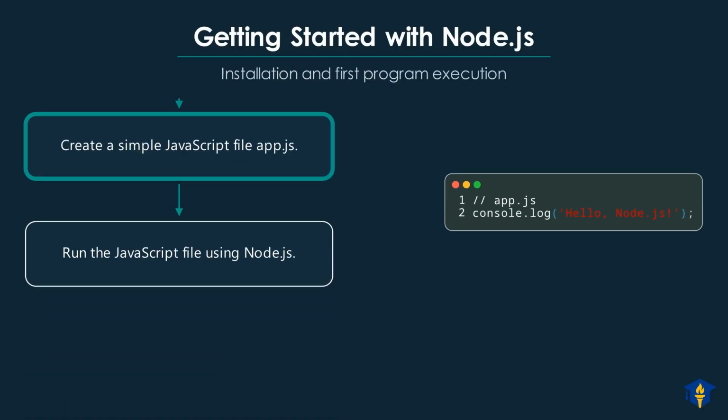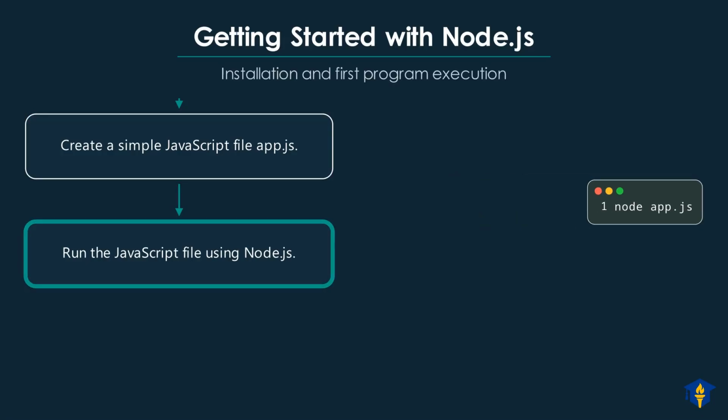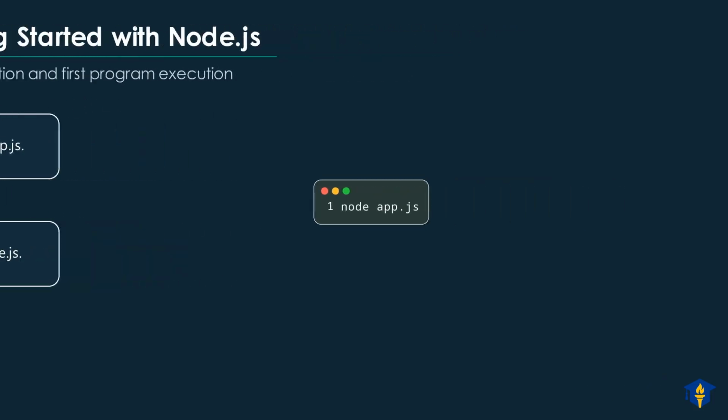Now, create a simple JavaScript file, perhaps named app.js, to write your first Node.js program. In app.js, you can add a console.log statement to print hello Node.js to the console. To run this JavaScript file, simply use the Node.js runtime environment by typing a command in your terminal. Execute node app.js and you will see hello Node.js printed, confirming your successful setup.